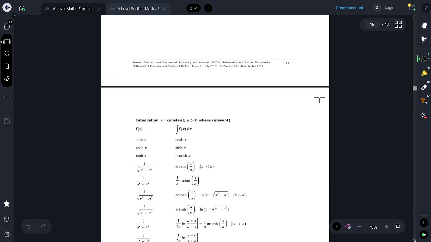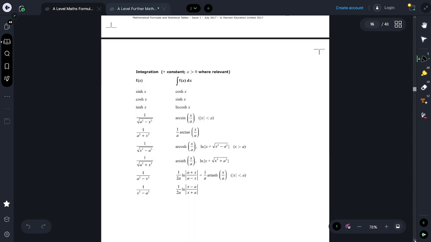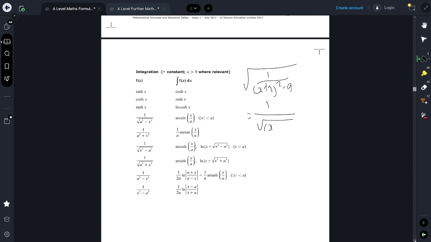Here we go, the integrals. Okay, so it was root 1 over, what was it, x plus 2 squared minus 9? Something like that. What looks similar? Well, actually, bear in mind, we can split the root up, so that'd be 1 over root of this. Because remember, root 1 is just 1. Anyway, so what looks similar?